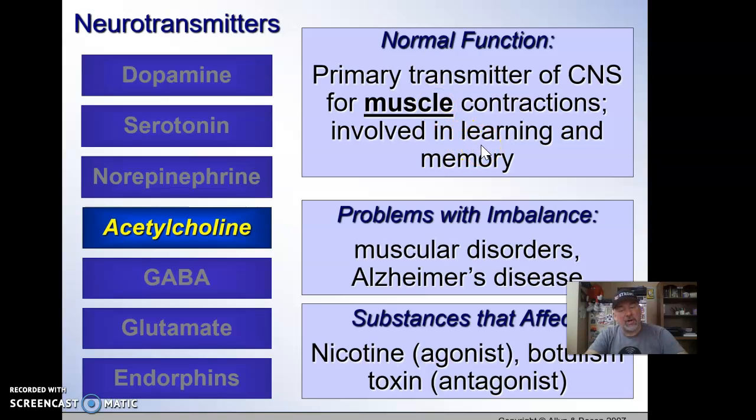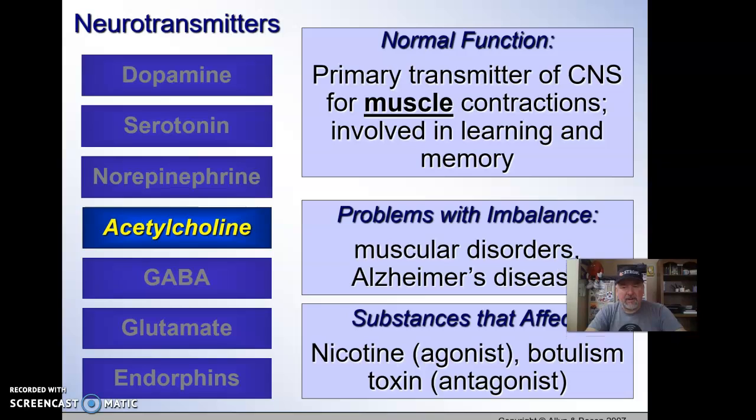Also, we can't learn unless we have acetylcholine. So whenever you learn something and it sticks, it's because of acetylcholine. Alzheimer's disease, of course, involves a problem with that, because of memory, and so do muscular disorders.